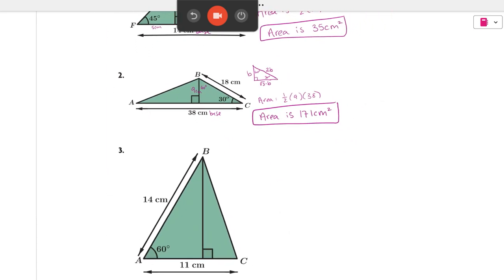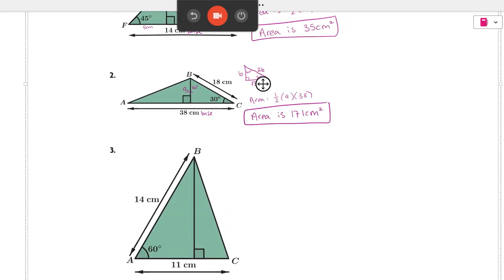Problem number 3. So another special right triangle, we see a 60-degree angle, which means we have a 30. We see our hypotenuse is 14, which means this side down here is 7, which we don't need. And this side right here is 7 root 3, which is our height. We see that 90-degree angle, so this is an altitude.